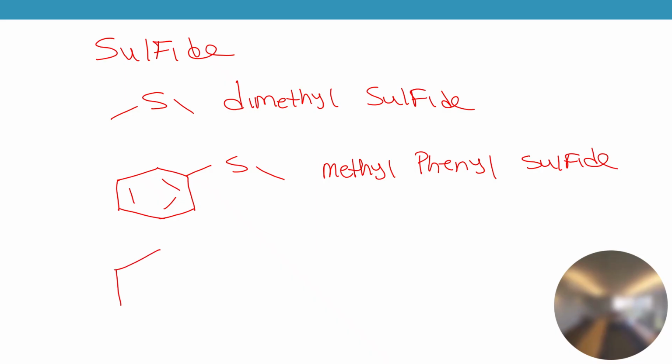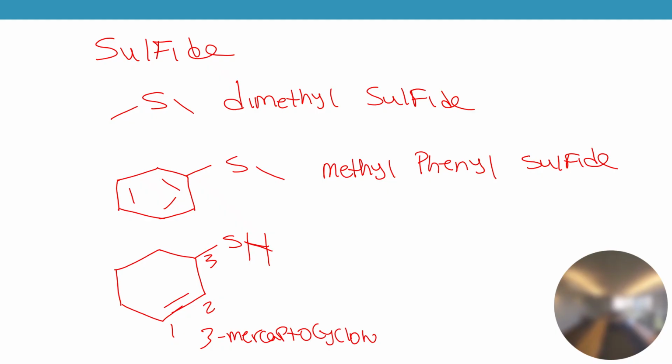Okay, and let me just give you one more example with an alkene because they're so prevalent. We do want to make sure we learn how to name these. So this is going to be a cyclohexene. Okay, the SH group is not a mercapto. If this was an SH, and I can write that here, this would be 1, 2, 3, 3-mercapto cyclohexene. Yeah, so that is a thiol, but we're prioritizing the double bond.